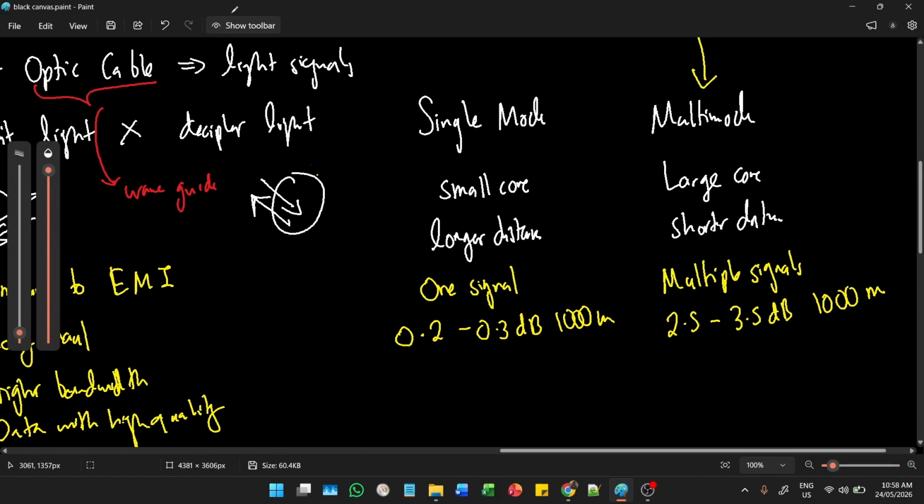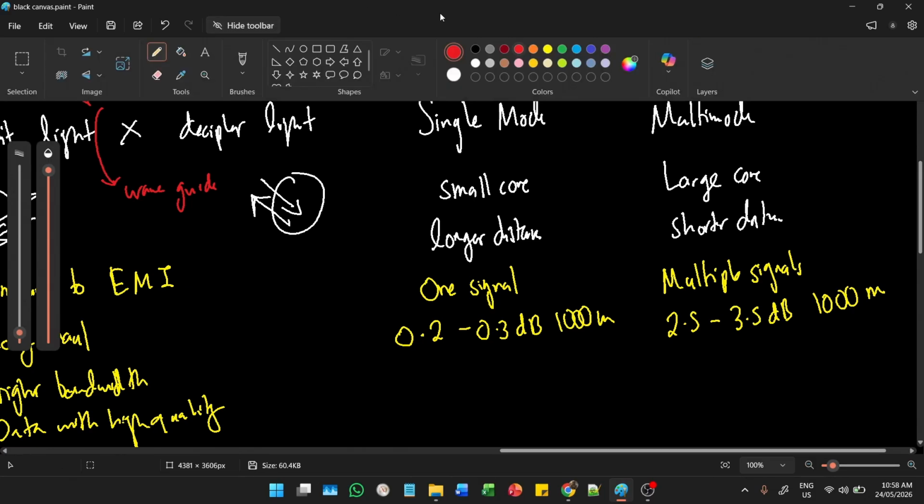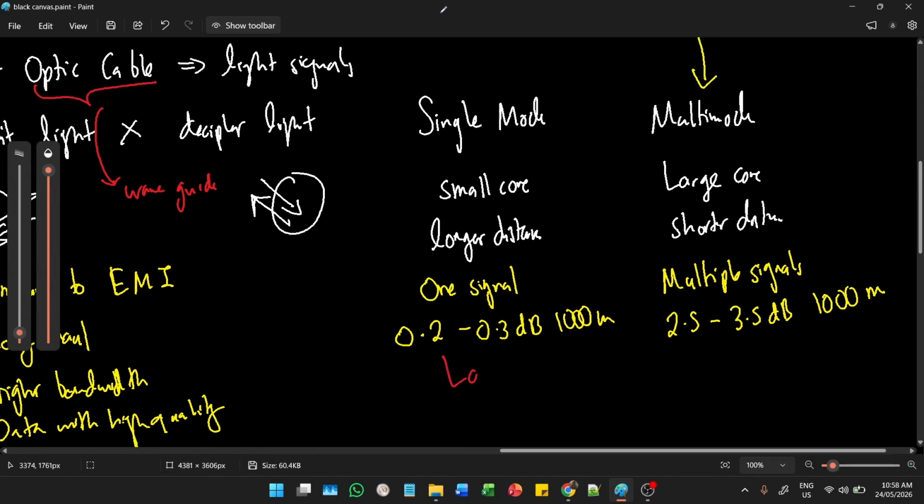So how does single mode achieve that? Well, single mode uses lasers, whereas multi-mode uses LEDs, right?